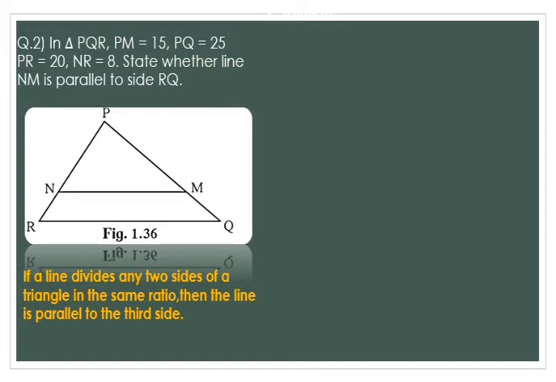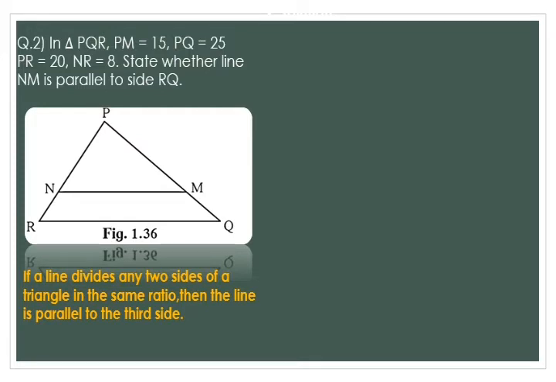Okay, we are using here the converse of the basic proportionality theorem, which states that if a line divides any two sides of a triangle in the same ratio, then the line is parallel to the third side. So if we are able to show PN upon NR is equal to PM upon MQ, then we are done. Okay, so starting here, first the values are given.